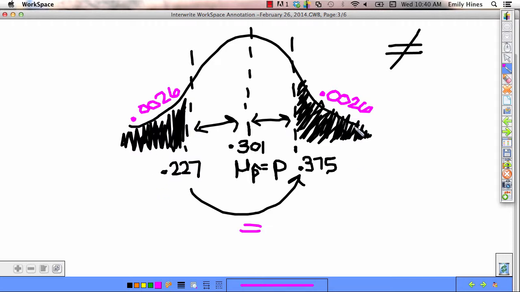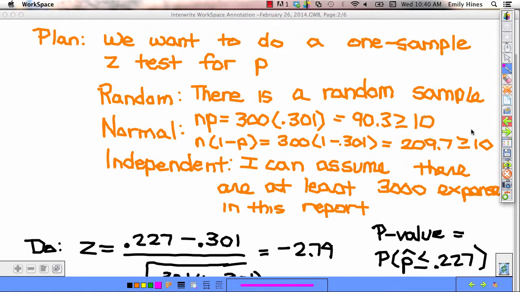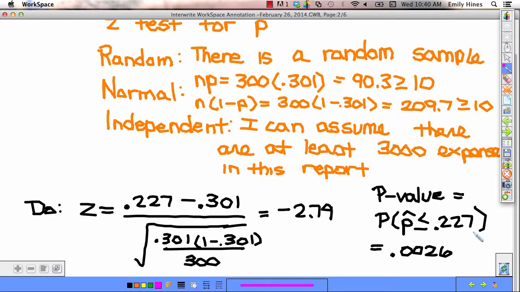Okay, so instead of having to find two areas, because I know that my normal curve is symmetric, when I do my p-value, what I really need to do is say this times 2. That is the only difference between doing a two-sided test and doing a one-sided test, is that I need to account for the fact that I have probability in both ends, and I need to multiply this p-value times 2, which makes ours 0.0052. And this is the p-value that I work with, and this is the one that I compare to my alpha.